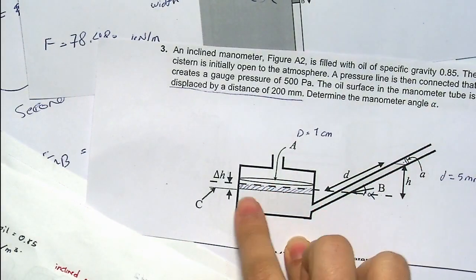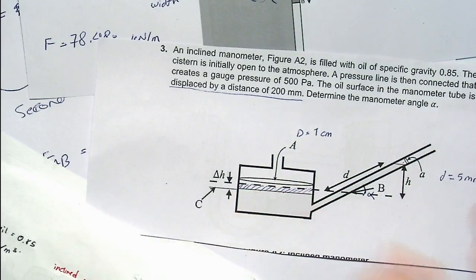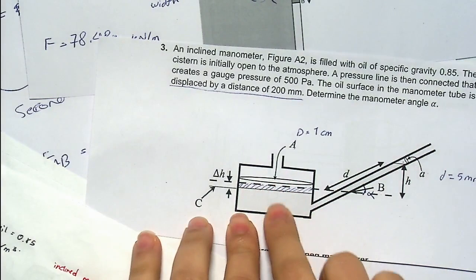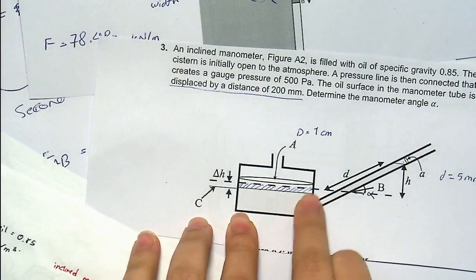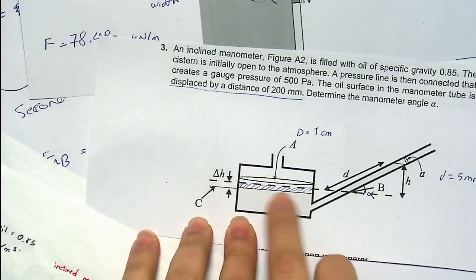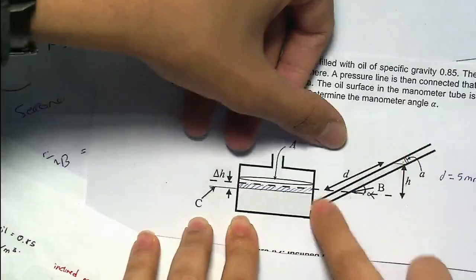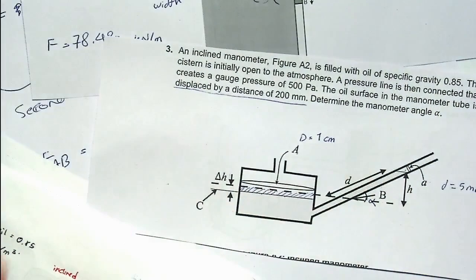Okay. But the liquid can't just disappear, right? From here, it goes to here. So the amount of the oil that has been displaced from this part is added to this part. Yeah. But how can I calculate this volume?